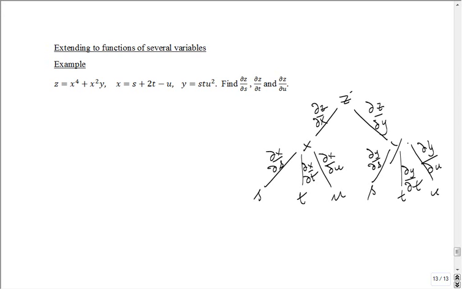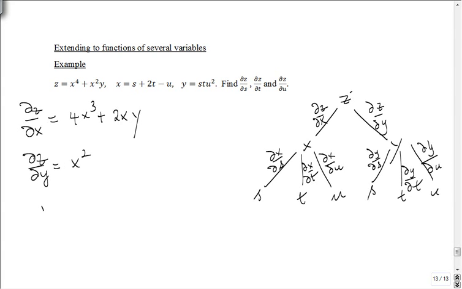Okay, and so you're going to follow the tree the same way. So let's calculate some partials. One person, give me partial z with respect to x, please. Okay, good. Somebody else give me partial z with respect to y, please. Sx squared, right? Now let's go on to x.